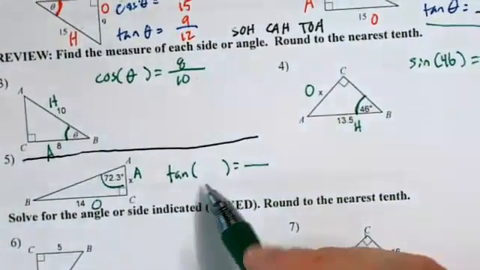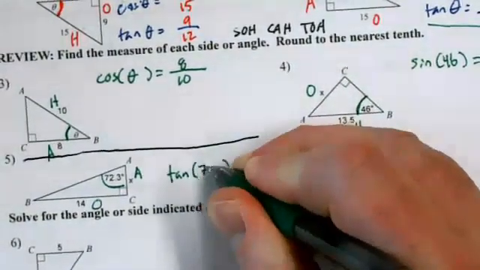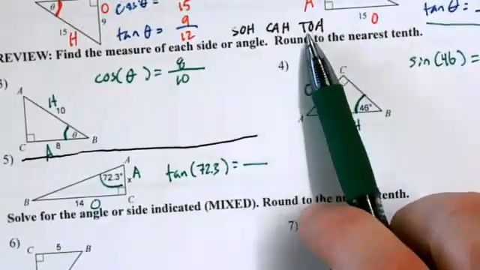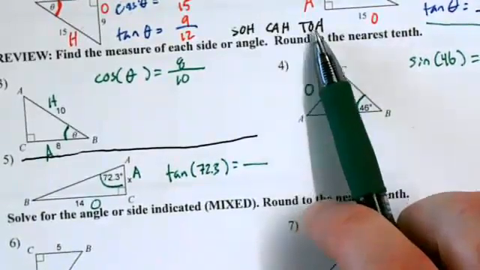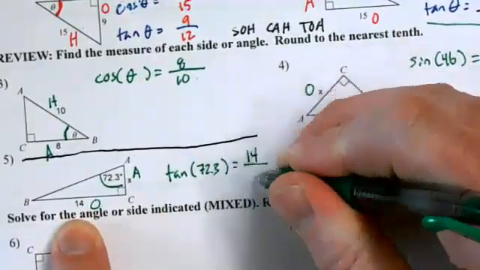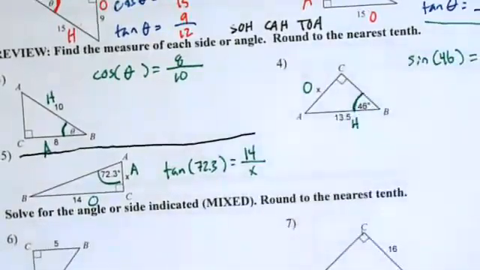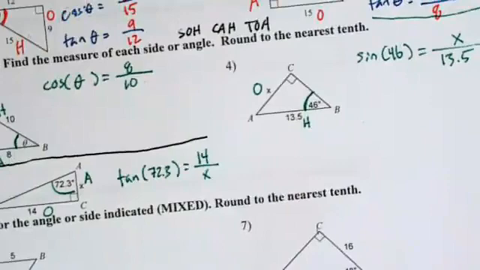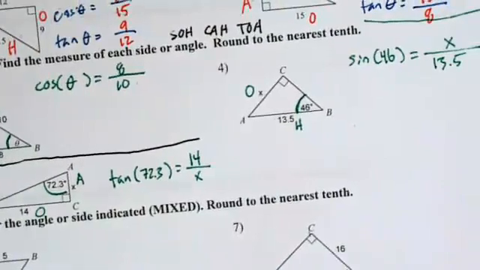Our angle always goes in the parentheses. And TOA tells us it's opposite on the top and adjacent on the bottom. Opposite, adjacent. 14 on the top, x on the bottom. So we have our three equations.